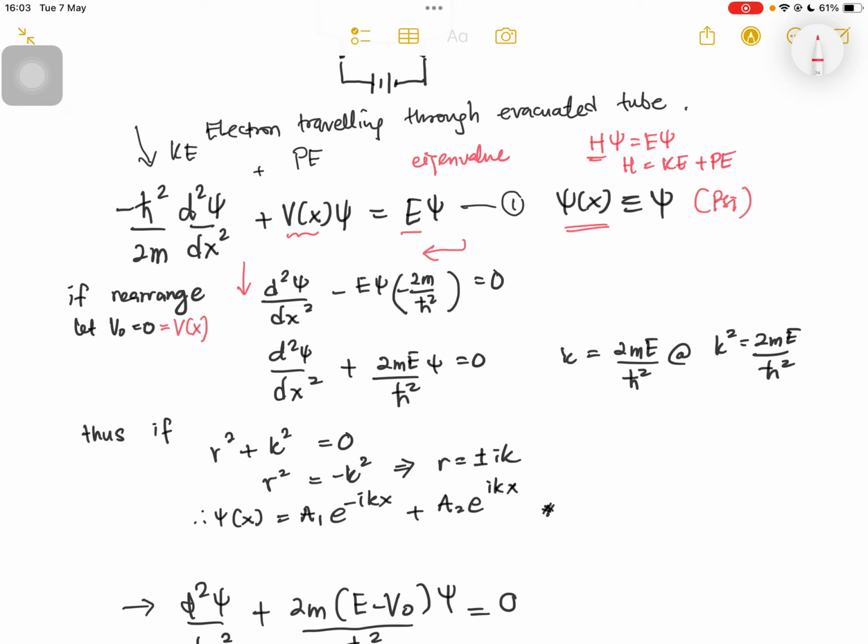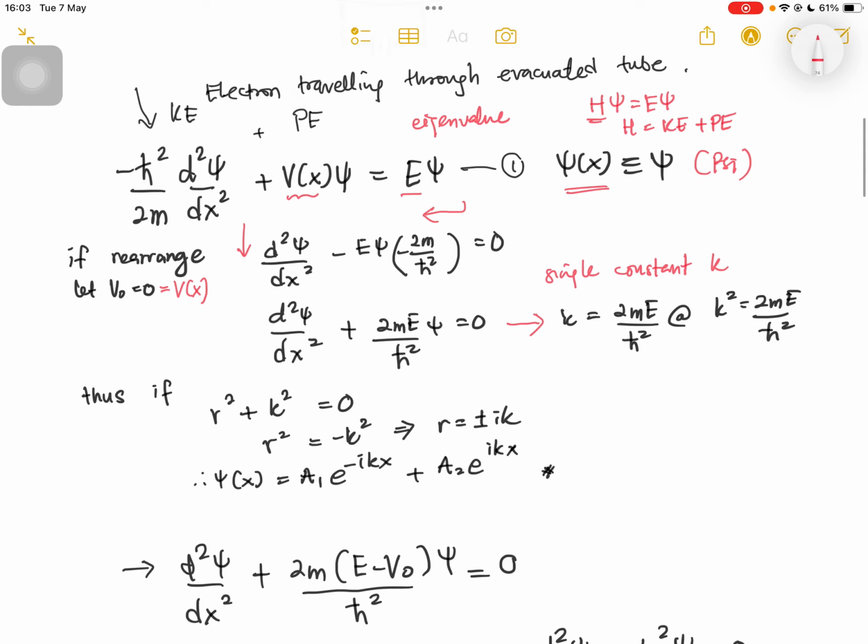So you have this, and you can have plus sign. So you have 2 m e over h bar squared. Then you can come up with a single constant. You can parameterize your Schrodinger equation with a single constant k. You have two options to write your single constant: either k, or k square.